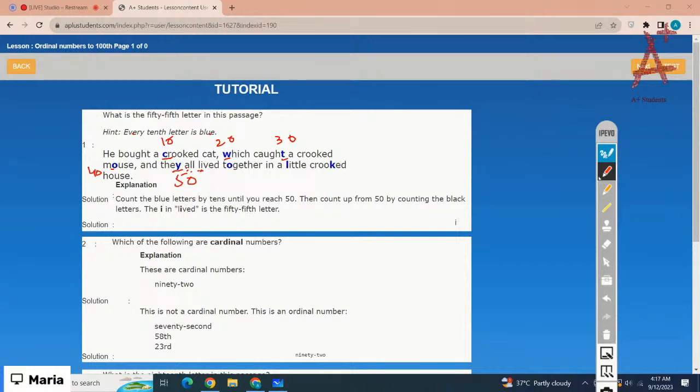Okay, the next one is which of the following are cardinal numbers, right? Ordinals are the ones which have RD, like the examples are 92, 72nd, 58, and 23rd. So you have 72nd and ND with them. A TH and RD, the only one that doesn't have any letter with them is 92. So the correct option is 92, right?